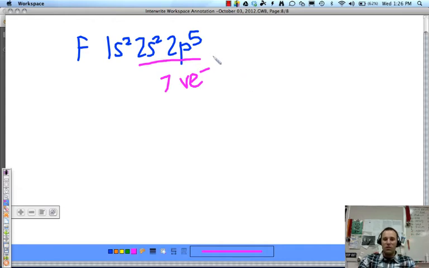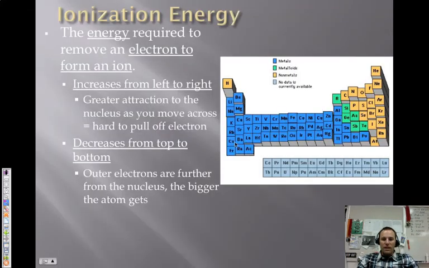So do you think that fluorine wants to give up any electrons? Absolutely not. In fact, it wants to gain them. So its ionization energy is very high, because ionization energy is the energy required to pull off an electron. You ain't going to pull any electrons away from fluorine. It wants to hold on to them. Okay, so watch out. Cesium, on the other hand, down here, has very low ionization energy.